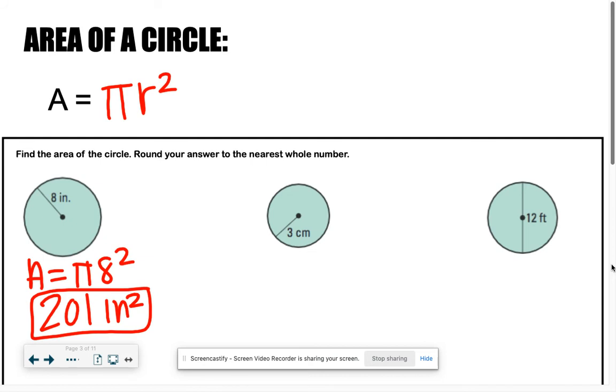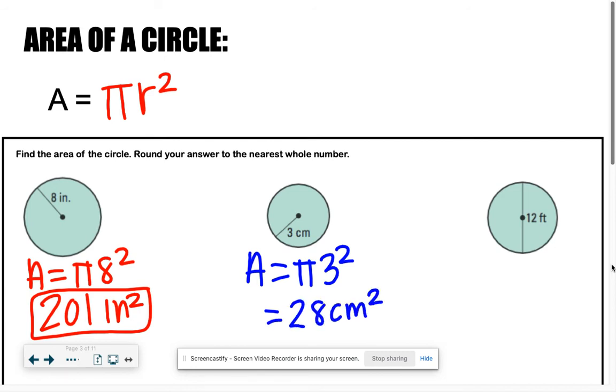All right, let's do the next one. What's our radius? 3 squared. All right, type it in. Yep. Me too. I got 28, whatever. Woohoo! 28 meters squared.